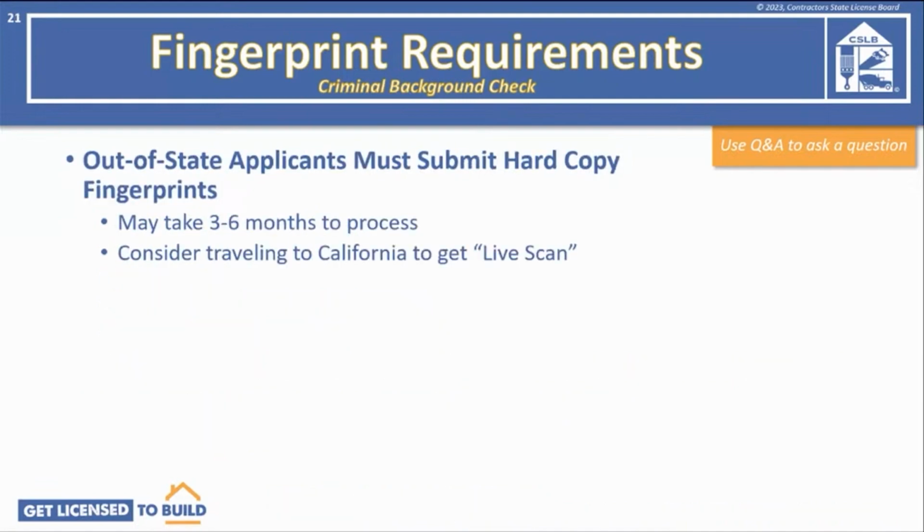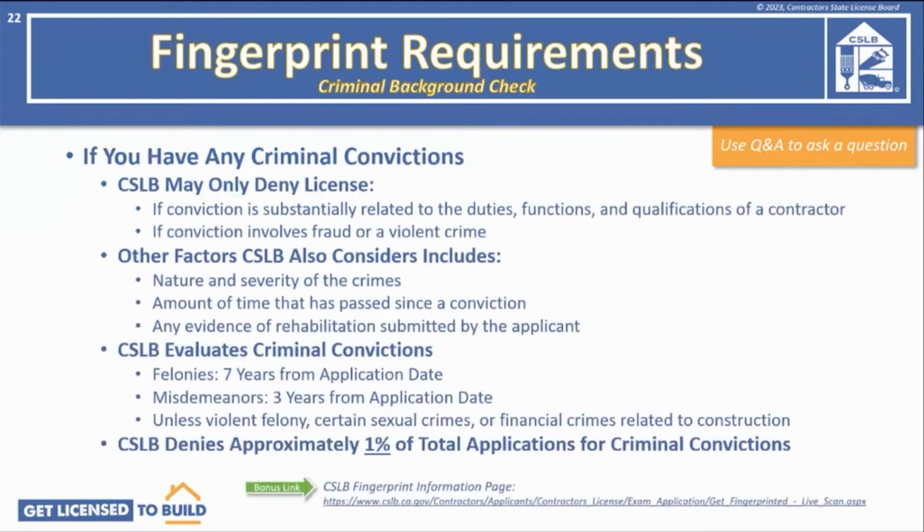If you're out of state, it's a longer process to get us your fingerprints. That's because you must submit hard copies of them, the old-fashioned way. Those take anywhere between 3 and 6 months for the FBI and Department of Justice to process. So, you might want to consider traveling to California to get your electronic live scan done here.